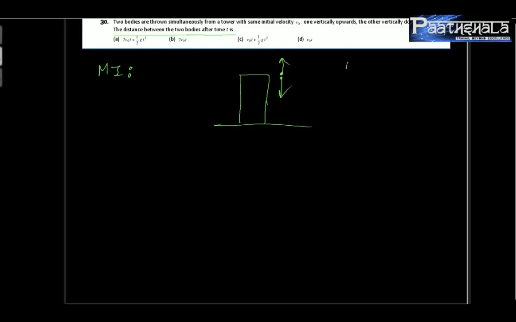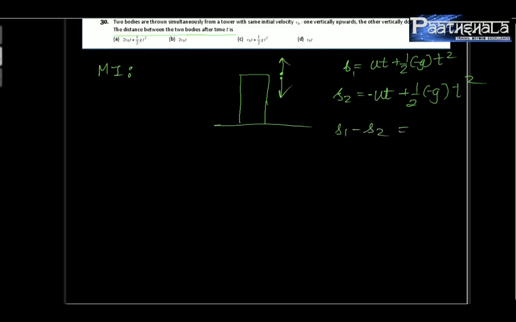The upward body has a displacement s1 = ut plus half into minus g into t squared. The downward body has a displacement s2 = minus ut, because it's thrown in the negative direction, plus half into minus g into t squared. To get relative displacement we have to do s1 minus s2. So s1 minus s2 is ut plus ut, right? 2ut, correct? So this is method 1. 2ut is this answer B.